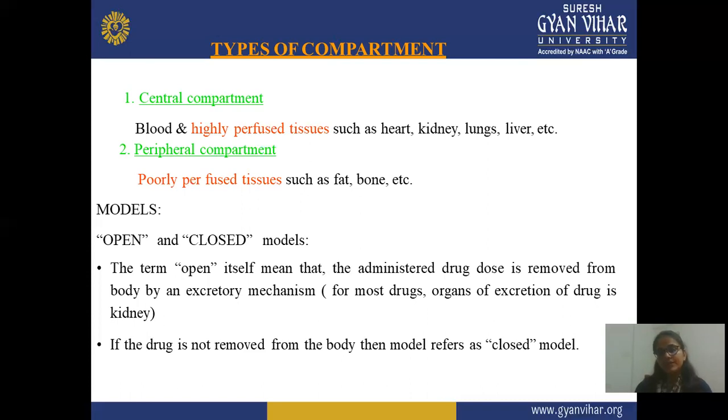So there are two compartments, central and peripheral. Central is highly perfused, and here we mainly cover kidney, lungs, and liver type tissue. Second is the peripheral, which is poorly perfused, and here we mainly cover fat or bone type tissue. And in the model there are two types, closed and open. In the open model, we consider that the drug is administered and excretion takes place by the kidney, or most excretion takes place by organs involving the kidney. So if there is open excretion, that is the open model, and if the drug is not removed from the body, then the model refers to a closed model.